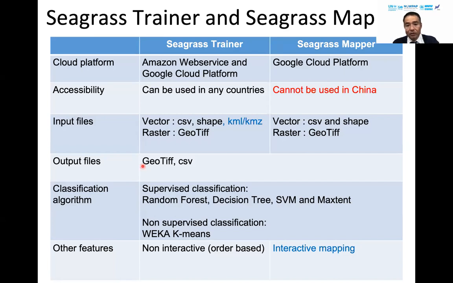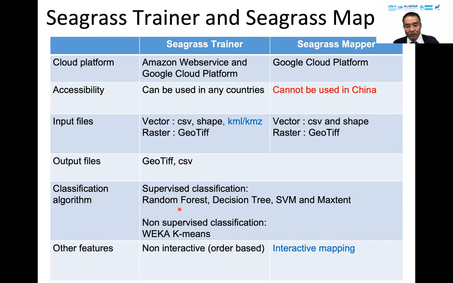Okay, the comparison of Seagrass Trainer and Seagrass Mapper. As I said, Seagrass Mapper cannot be used in China due to Google services restrictions. And for input file format, while Seagrass Mapper can handle KML and KMZ, which are Google data formats, Seagrass Trainer cannot handle these datasets. It can just use CSV or shape files. And for raster datasets, both use GeoTIFF. Output files will be the same, and the classification algorithms will be the same.